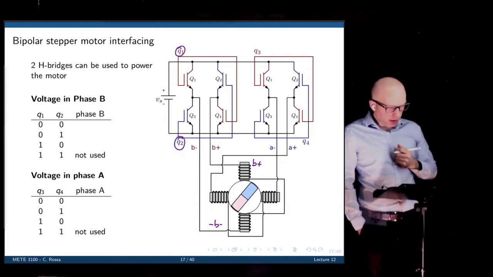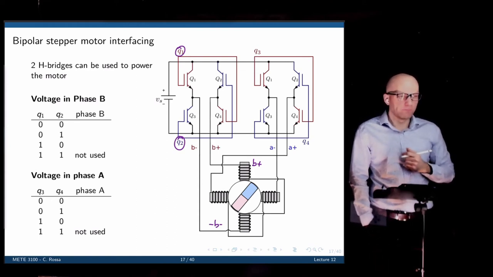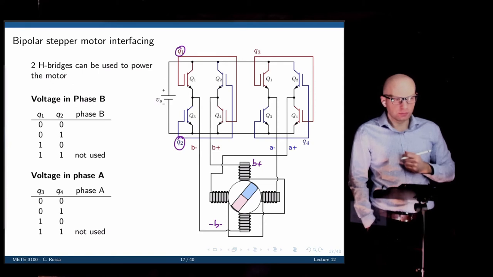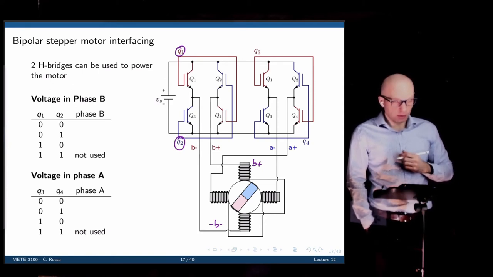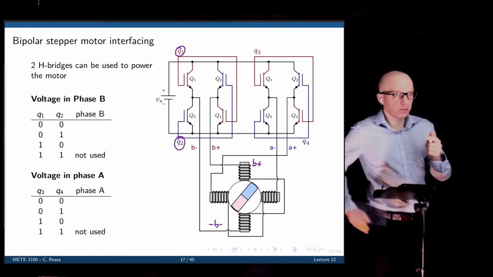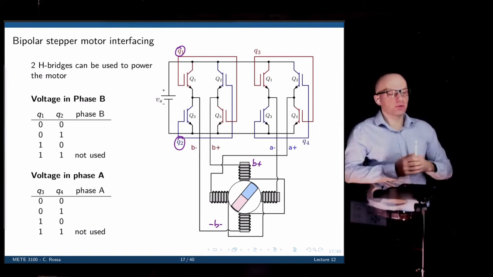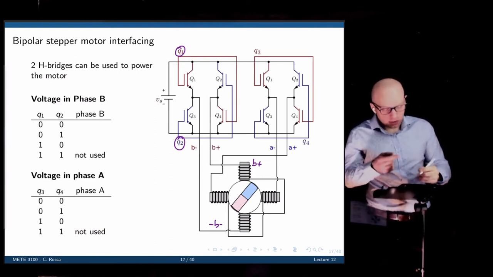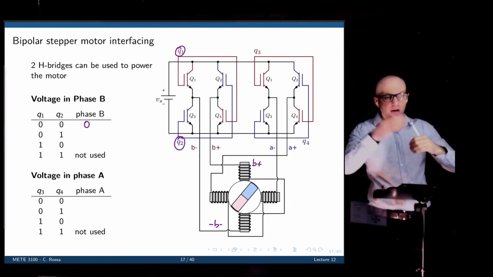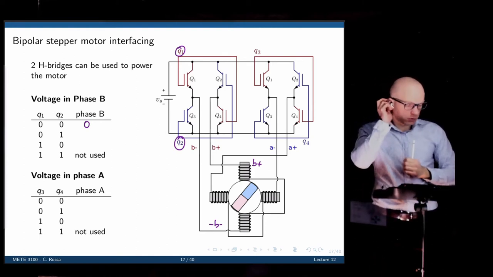So what happens if you do Q1 and Q2 zero, zero? What is the voltage across the coil B? Back to lecture 6. Is that a short circuit or an open circuit? That's an open circuit, right? All transistors are open. There is no connection between the power source and the coil. So this would be 0 volts. But if we do 1-1, that is both legs are conducting, then it would be a short circuit. And that's precisely why it's not used. So 1-1 would not be used.